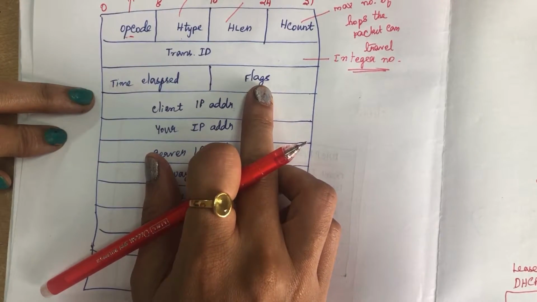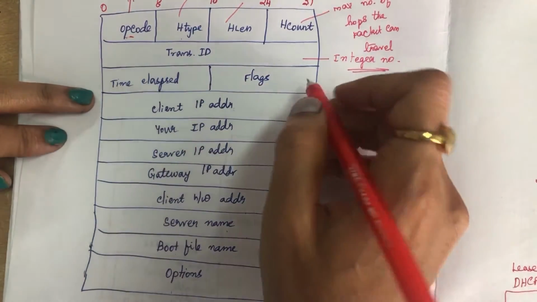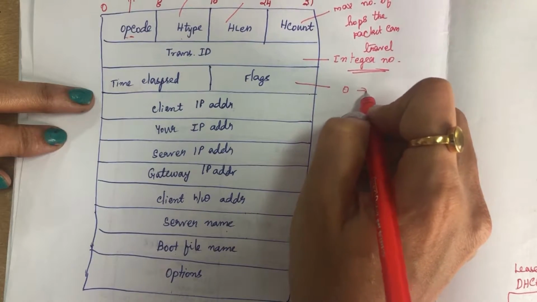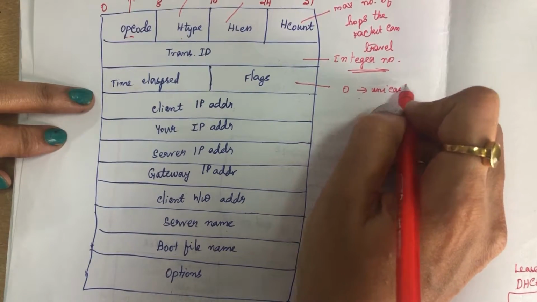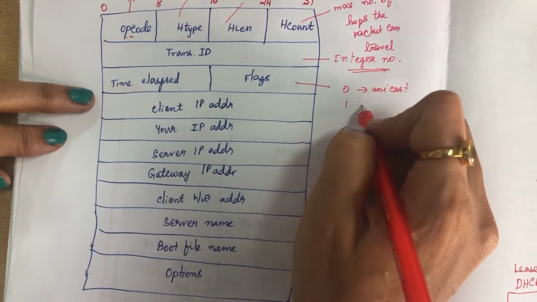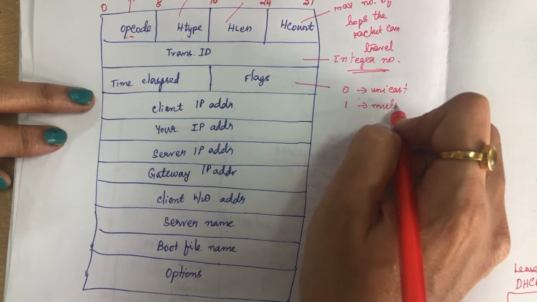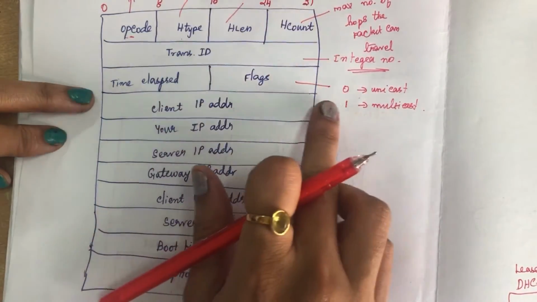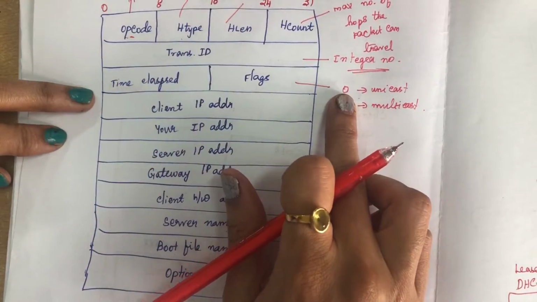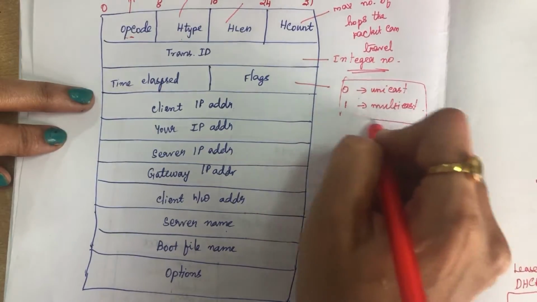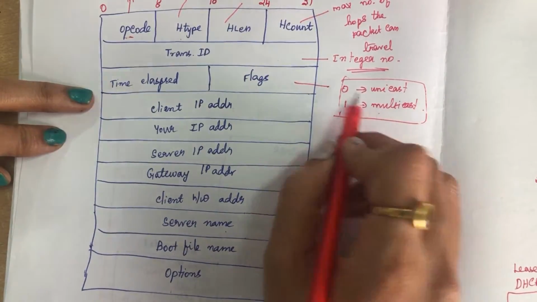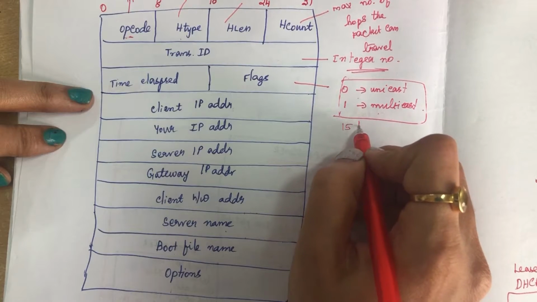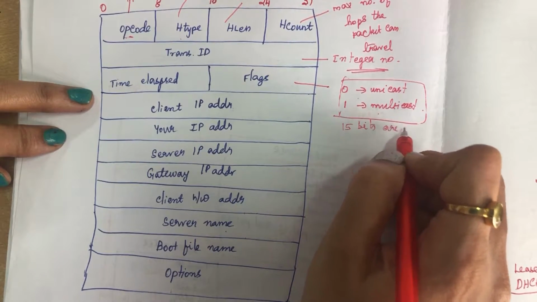Flags will tell you, in the first bit, whether it is unicast or multicast. If it is 0, it means unicast, and if it is 1, it represents multicast. In total, 16 bits are there. Only the first bit is used, 0 for unicast and 1 for multicast. The other 15 bits are not used.